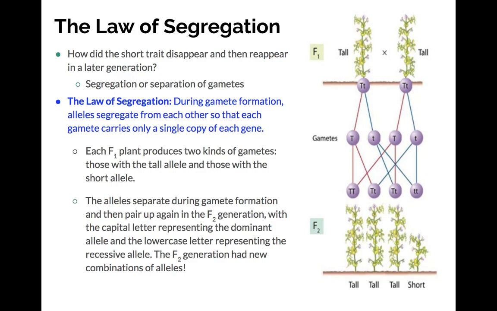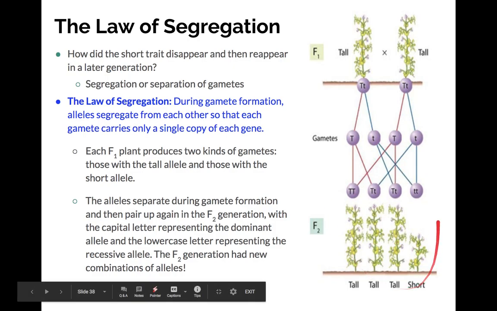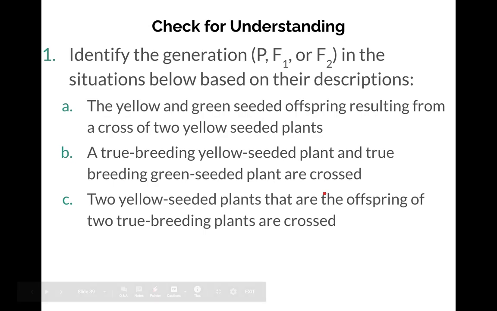And so then the F2 generation had new combinations of alleles. Okay, again, because that's showing how these gametes separate from each other or segregate from each other. And then down here in the F2, that's how we get different and new combinations. So go ahead and pause here, read this, and try this check for understanding.